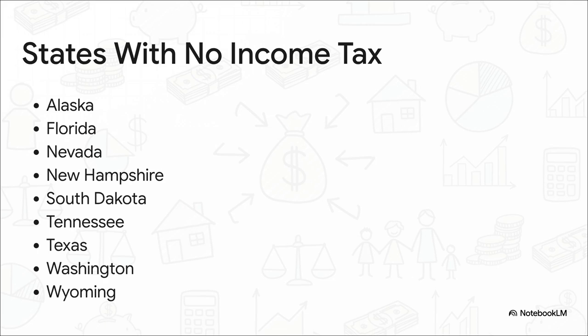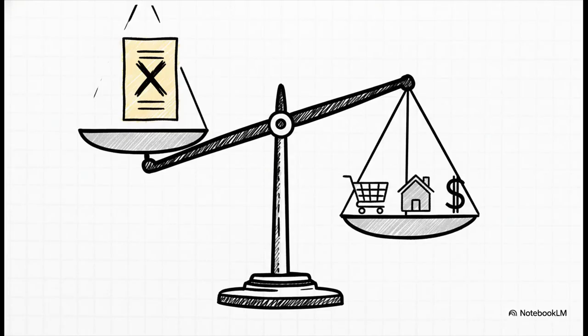And here's the list. You've got Alaska, Florida, Nevada, New Hampshire, South Dakota, Tennessee, Texas, Washington, and Wyoming. All of these states have decided not to tax individual income. But that's not quite the whole story. And here's the crucial thing to remember. Those states still need to pay for schools and roads, right? They have to get that revenue from somewhere.